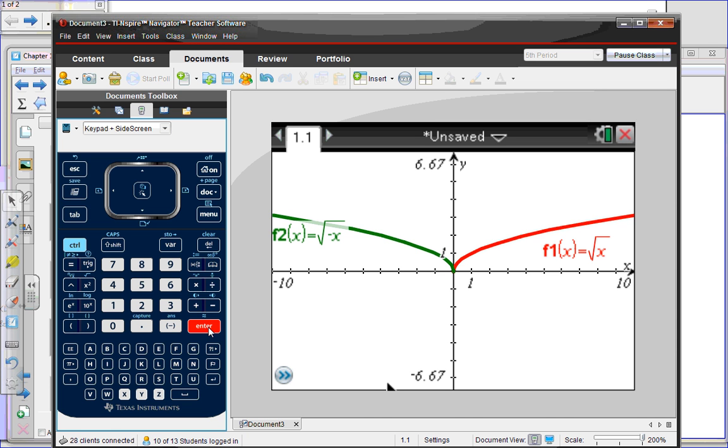When does it reflect over the y? Okay, that's when it reflects over the y. Do we all understand that? When the negative is on the inside of the square root.